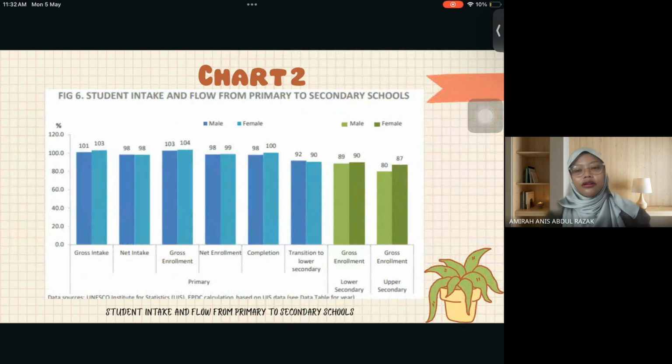It is 103% for boys and 104% for girls. This tells us that the total number of students in primary school is slightly higher than expected. Again, this may include students who repeat a grade or start school at a different age.